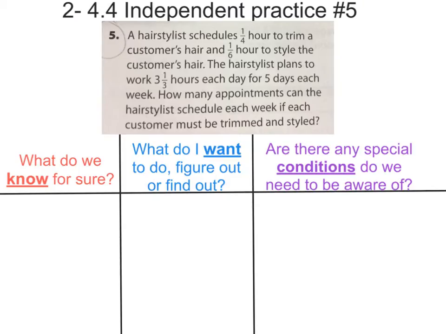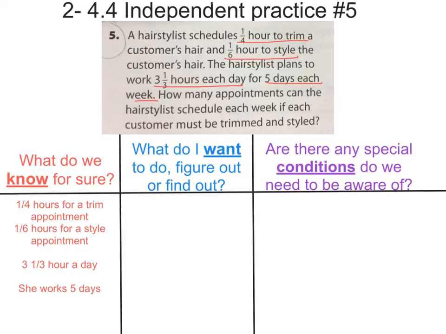So looking at a KWC chart of our different problem, we know a few things. So we want to start with what do we know for sure? And this is what we know. So we know that she has 1/4 of an hour for a trim, 1/6 of an hour for a style, 3 1/3 hour each day is how long she works, and she works for 5 days each week. So we can put that in our chart to know all the things we know.